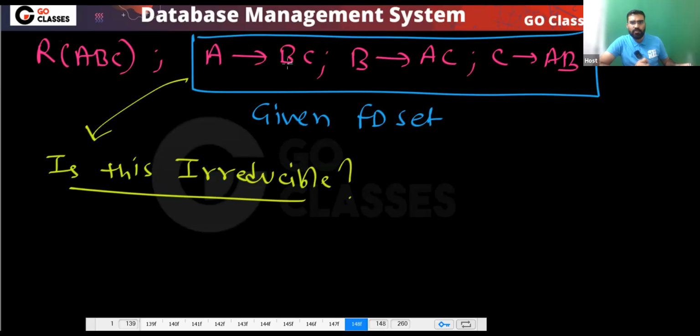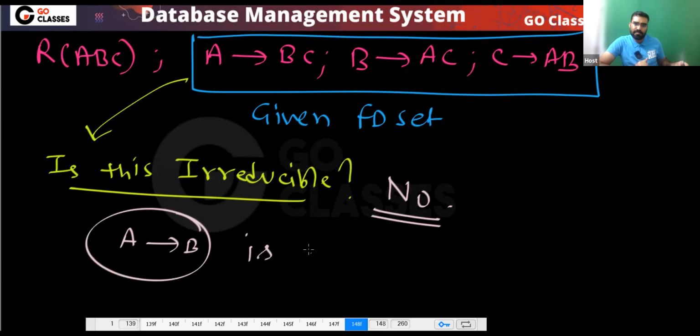But can I remove A determining B? In the remaining, you find A closure. What is A closure? That will contain B. So I can remove it, right? So is this irreducible? The answer is no. Why? Because you can clearly see that A determining B is redundant.